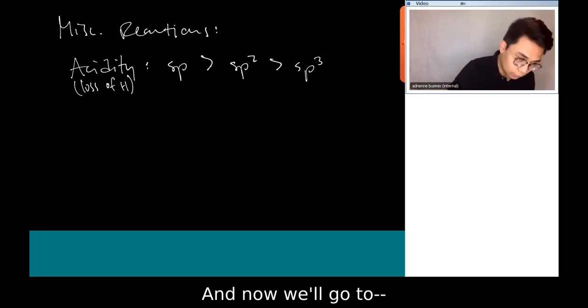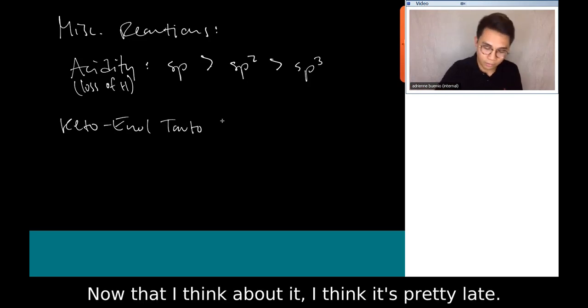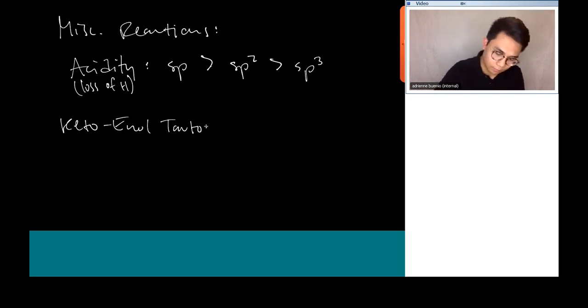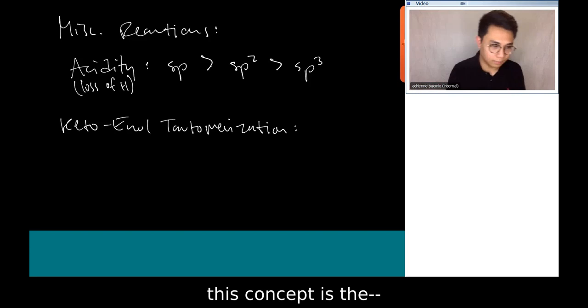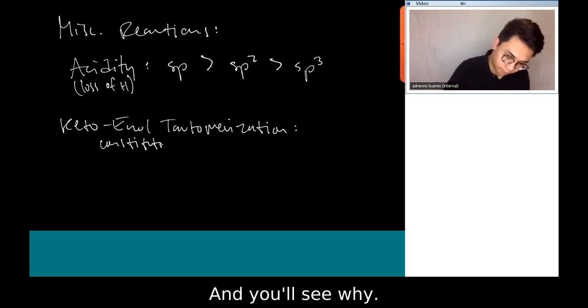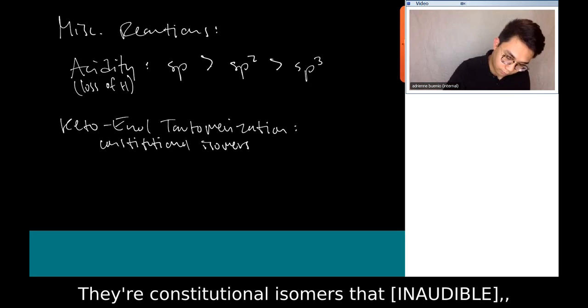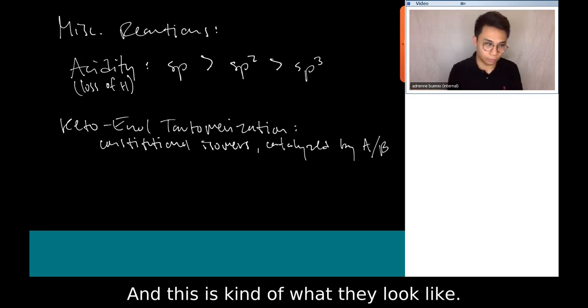And now we go to, and I think you'll see this again in OChem too. Pretty late actually, now that I think about it. But this concept is constitutional isomers, and you'll see why. They're constitutional isomers, the tautomerization, catalyzed by acid or base, right? So by either or, and this is kind of what they look like.